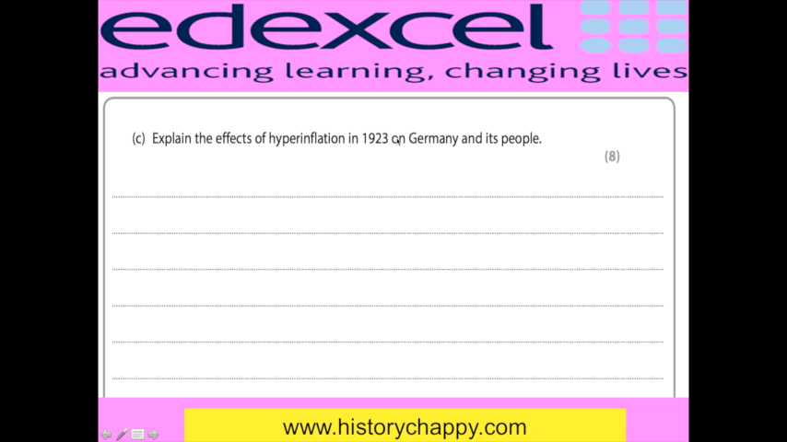So in this case, it's the effect of hyperinflation in 23 on Germany and its people. So here we could talk about money losing all its value, prices going up on a daily, if not hourly basis. We could talk about people on fixed income, such as pensioners, losing all their spending and purchasing power, the middle class losing their savings, the German economy falling apart, people living on the breadline, etc., etc. So 8 marks here is what's available.